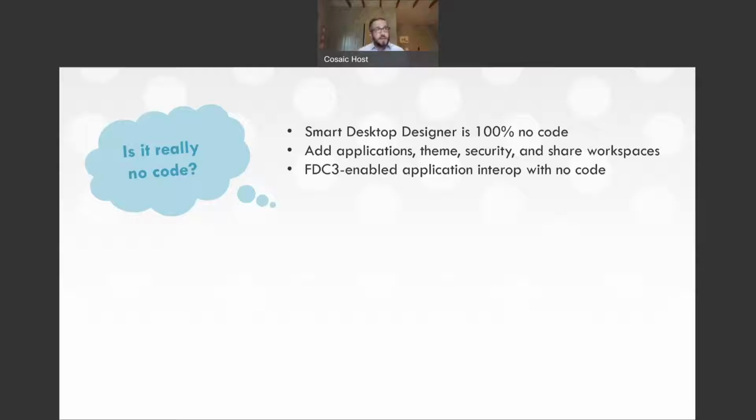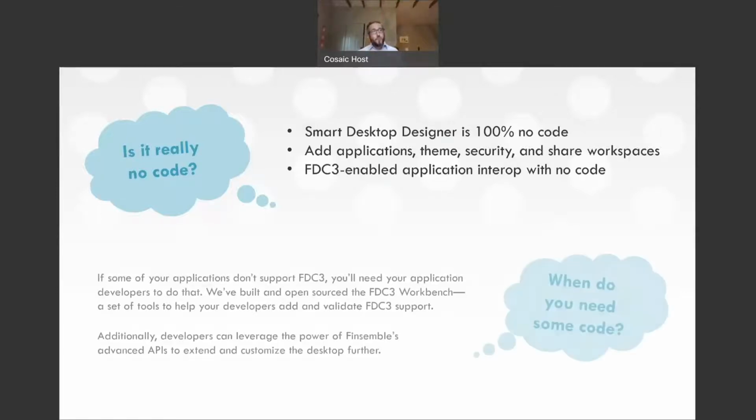And FDC3 enabled applications will interoperate with each other with no code. This gives you full window and workspace management, all the stuff that I'm going to show you today, with no code. So when do you need some code, right? When do we go from no code to low code? Well, some of your applications are not going to support FDC3. Those are either going to be in-house applications or third-party applications. In that case, your application developers, the people responsible for those apps, are going to have to add FDC3 support. And I'm going to show you an example during the live demo of adding FDC3 support to an application with low code.